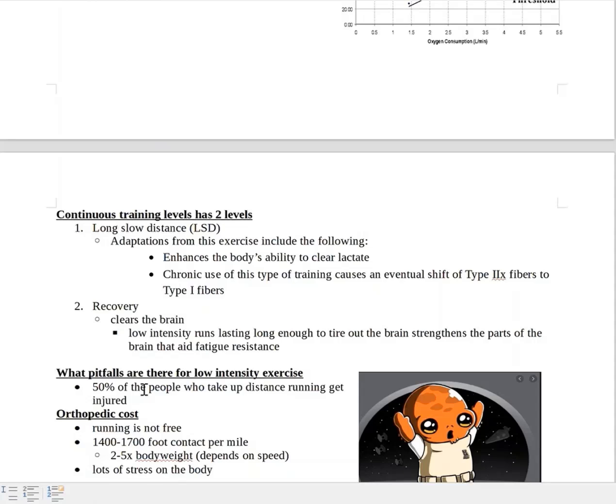The other component of continuous running is recovery, which kind of clears the brain. Working at that low intensity lasts long enough to tire the brain out and strengthen parts of the brain that aid in fatigue. It's kind of where we fall into the IL-6. We're training the brain to reduce the amount of fatigue.